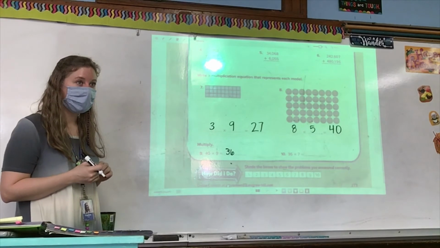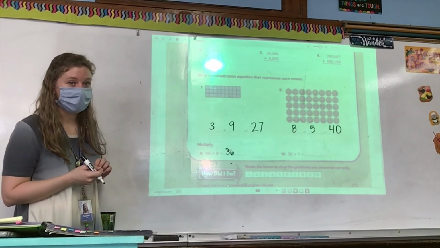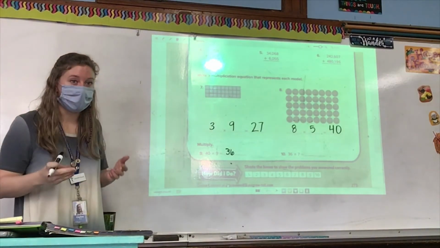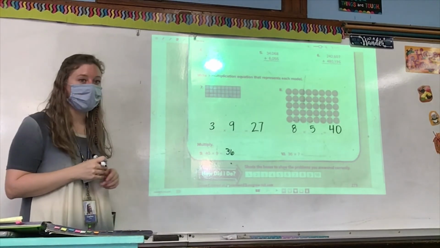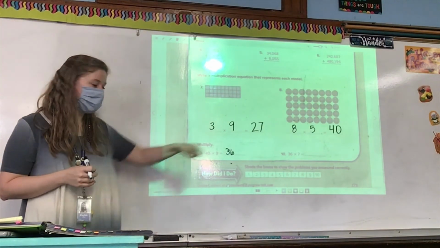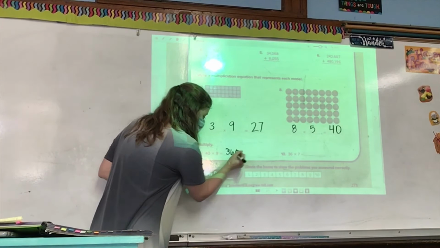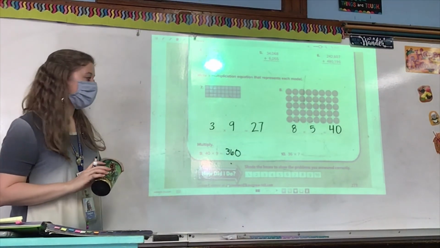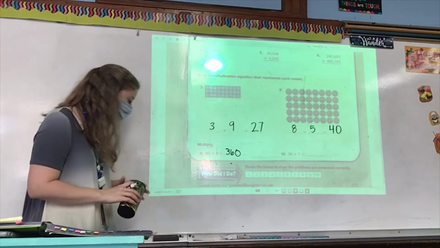Michaela? So we look for zeros at the end of our factors, right? You knew that. You've got to be able to put what you're thinking into words. That's the whole point of all these critical thinking questions. How many zeros are at the end of our factors, Colin? 1. So how many zeros go at the end of our answer? 1. So that means 40 times 9 is 360.